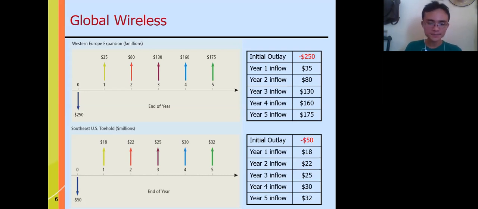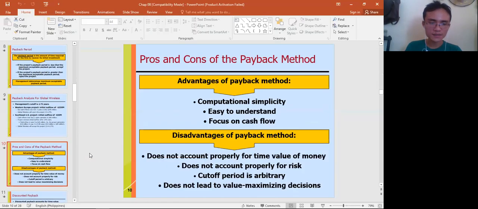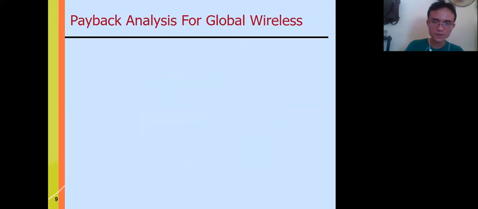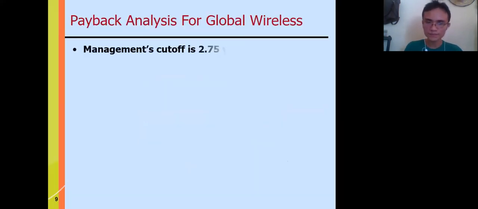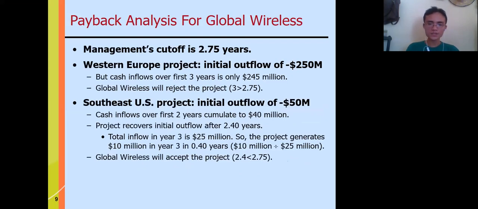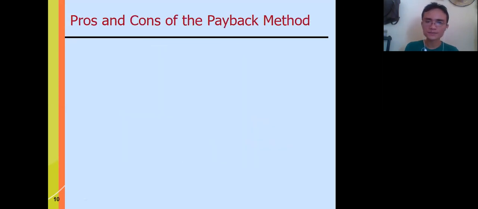Let's check that. Okay. All right. So that's why it said here that it is 2.4 years. And our decision, Judge, that is to accept the project because the payback period is less than the standard or cutoff for management. All right. So this is for payback period.